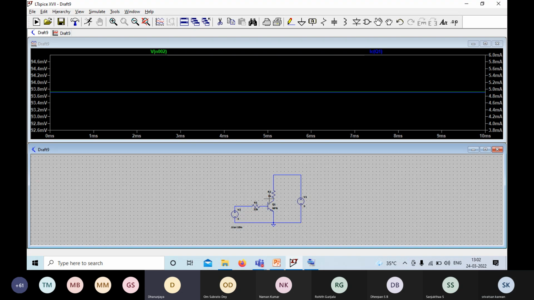Sir, how to get millivolts, sir? Millivolt, it will automatically come. See, for binary, this input is 5 now. So it represents binary 1. Output should be 0 for a NOT gate. So 0 means it's 93.3 millivolt.